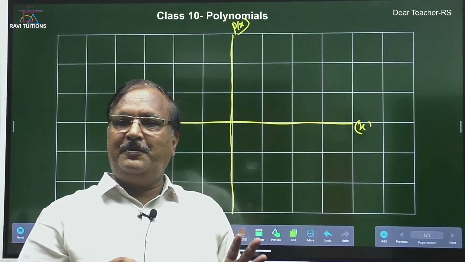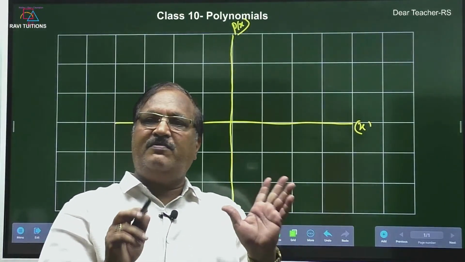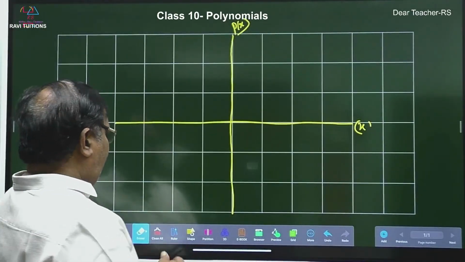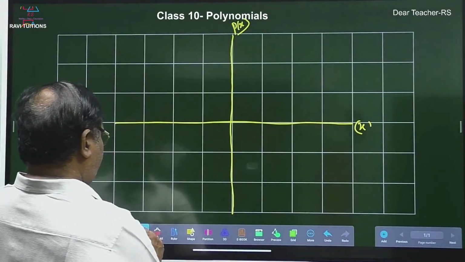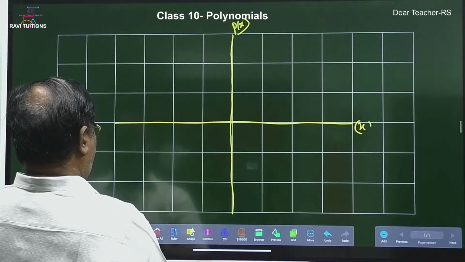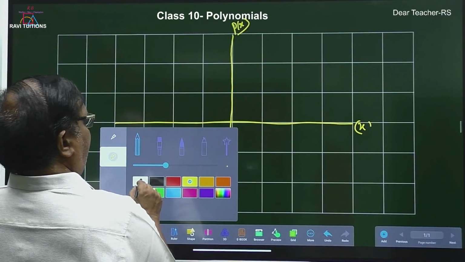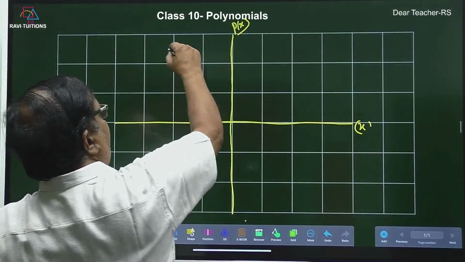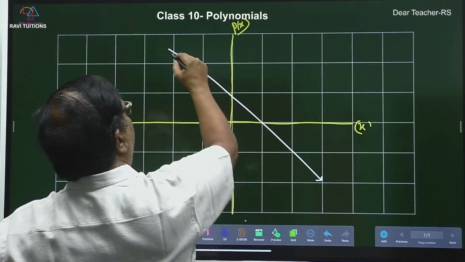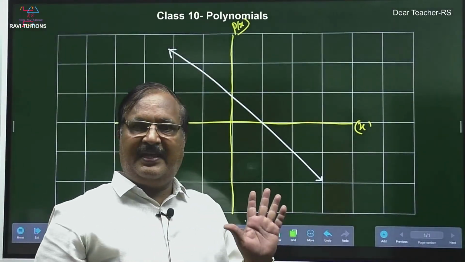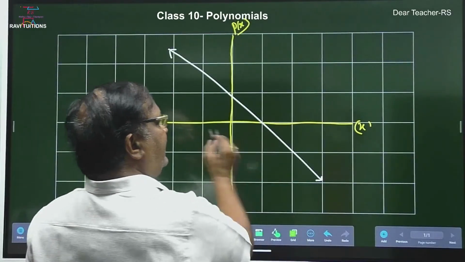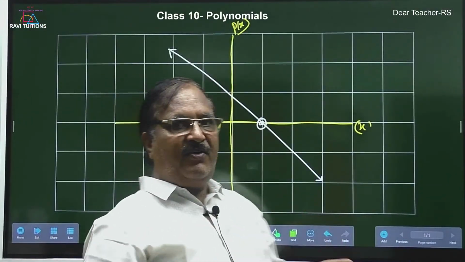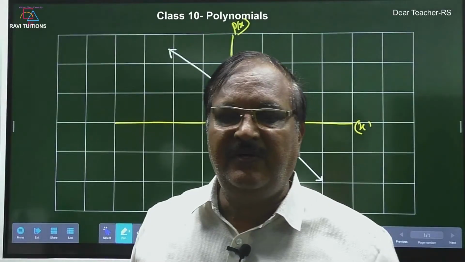Now they will give us the graph, and looking at the graph we have to tell how many zeros are there. I'll just draw the graph. I'll change the color. I'll take white color. Suppose one graph is like this, a straight line. This straight line is intersecting the x-axis at only one point. Therefore, this graph has only one solution.